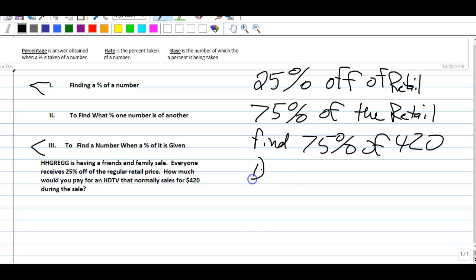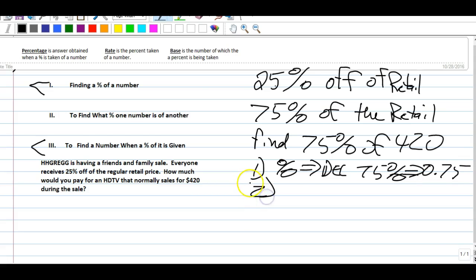So again, it's still finding a percent of a number. So I'm going to take my percent and change it to a decimal number. So 75% as a decimal number is equal to 0.75. And to find a percent of a number, I still multiply. So I'm going to multiply 420 times 0.75. And if I do that, that gives me $315, which is actually the sale price.